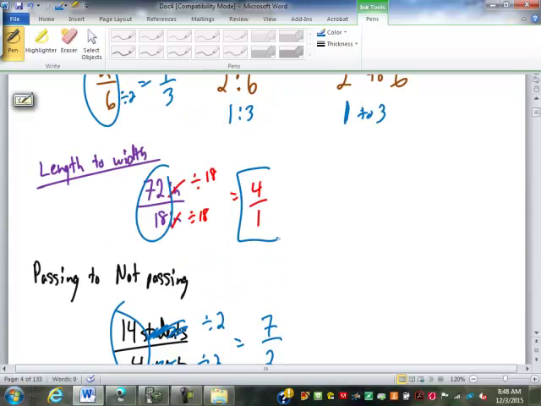Like on this one here, 4 to 1, length to width ratio. It doesn't matter whether we're talking about inches, centimeters, feet, meters, whatever. For every 4 units of length, there's 1 unit of width. It is completely unitless. You can use whatever unit you want to. It's just going to be 4 of the length units to 1 of the width units.